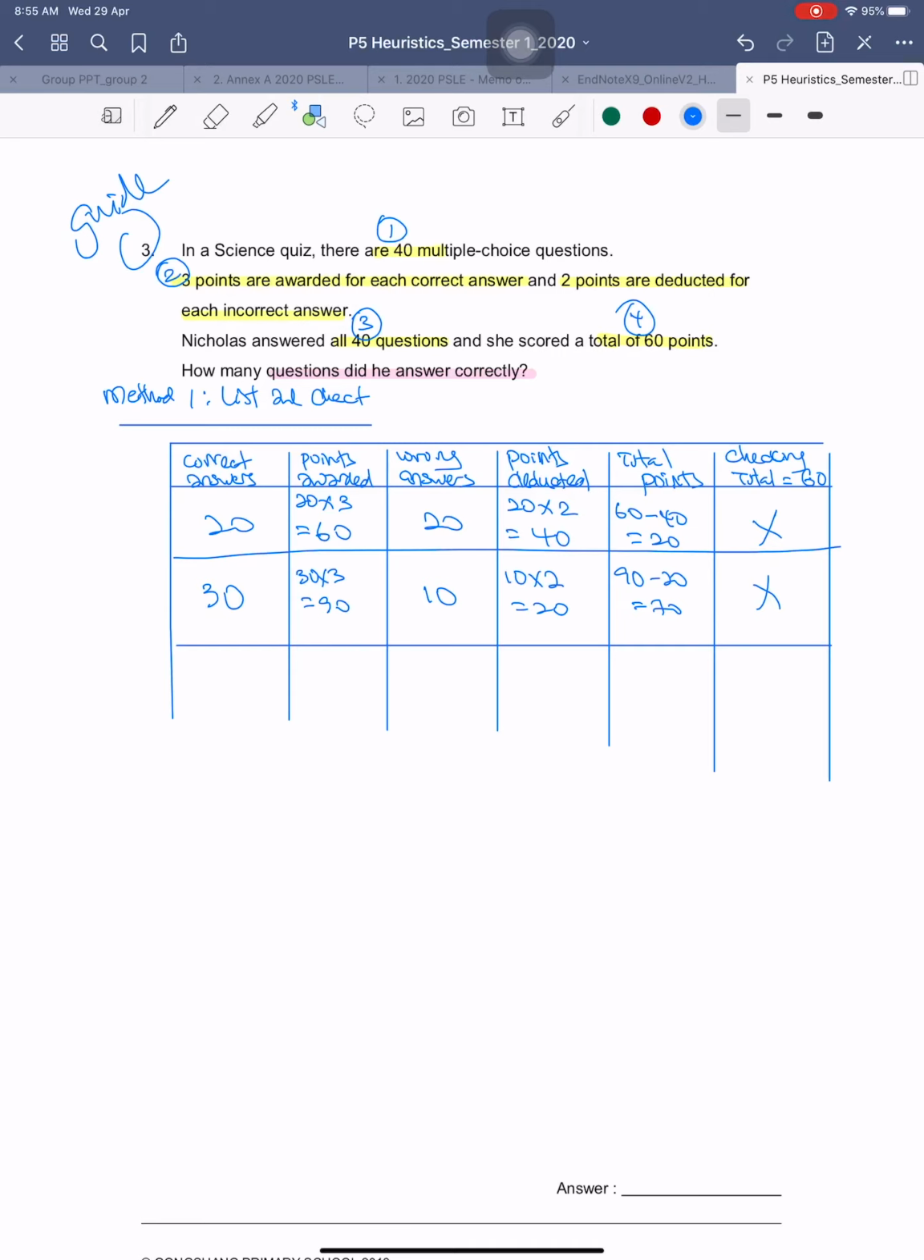So now you see that the total is 70, but the actual total should be 60. I have increased too many correct answers, so you need to adjust. I purposely chose 30 to show you that now I have over-increased. So now you need to decrease. When you're doing list and check, you must understand that if you are too far away from the actual answer, you need to understand whether to increase or decrease. So now I need to decrease. Maybe I decrease it to 28.